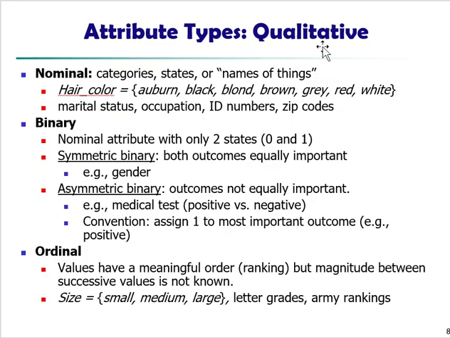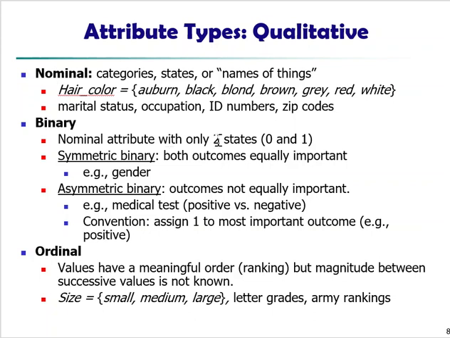So attribute type qualitative, remember those are categorical data. It has three subtypes: nominal, binary, and ordinal. Nominal means names, so it's the name of things. For example, color, different states, different job titles, ID numbers, zip codes. Zip codes, although they look like numbers, really those numbers mean nothing. It is just a symbol that represents one location. So it is still a nominal type of data.